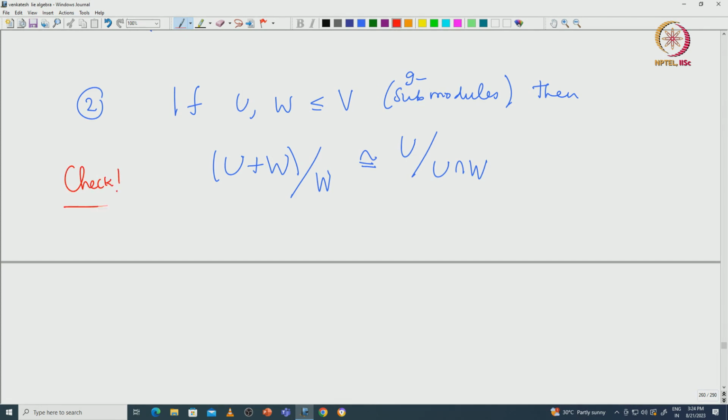Here many facts are there. First of all, U plus W is a G submodule of V, and U intersection W is also a G submodule of U as well as V, and W becomes a G submodule of U plus W. We can consider these two factors and they are isomorphic.